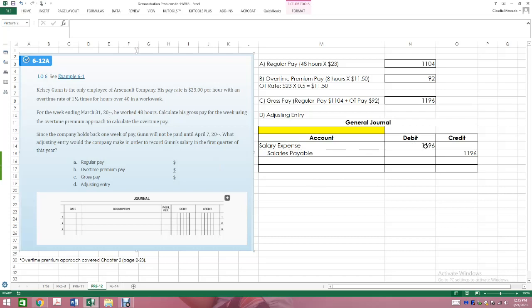So that is the entry that would need to be recorded March the 31st to show that my employees worked and earned $1,196 during the month of March. So that is problem 612.